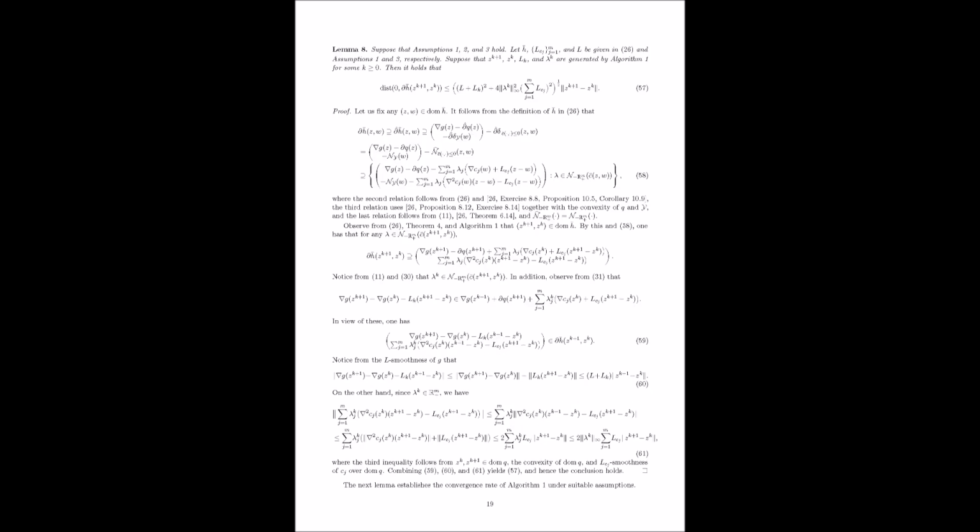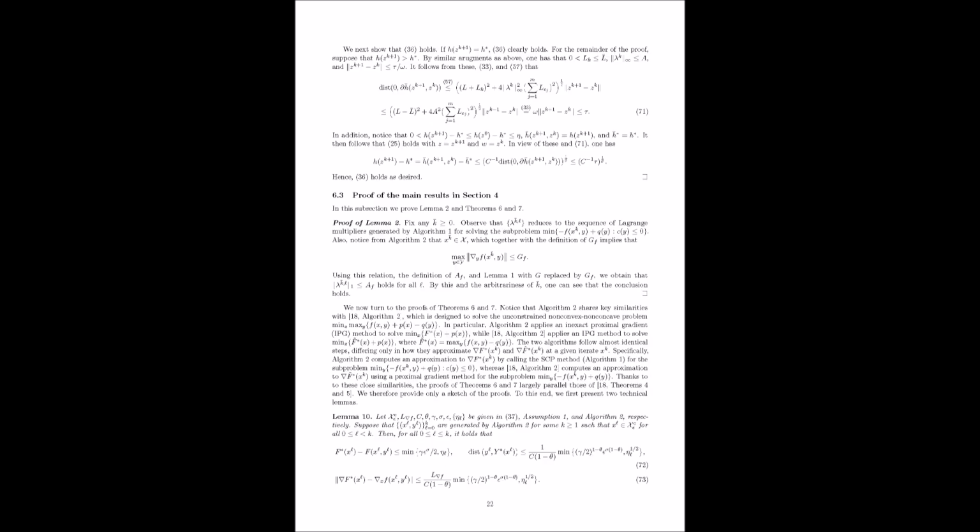Lemma 9 establishes the rate of convergence for a KL function. It decays exponentially if theta equals 1/2, the PL case, or sublinearly otherwise. And Theorem 5 puts it all together. It says Algorithm 1 terminates in a finite number of outer iterations, let's say K theta.